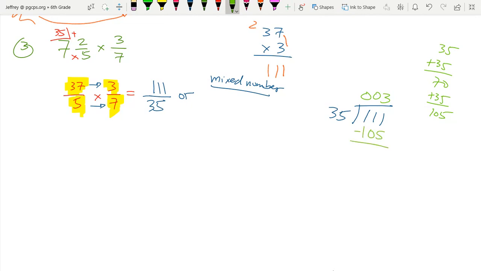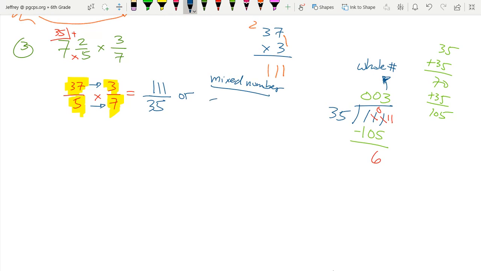Now subtract. So if we subtract, can we take away 5 from 11? Nope. So that's going to be an 11. This will be 0. So now 11 minus 5 is 6. Now, whatever is the remainder, that will be your what? Yes, exactly. This will be your numerator. So the top, this quotient would be your whole number.